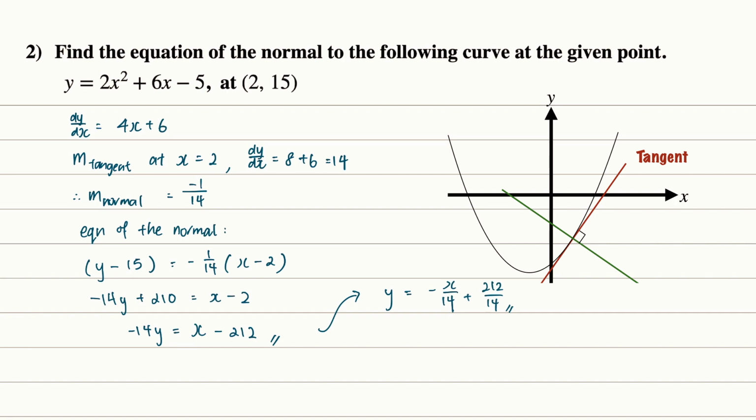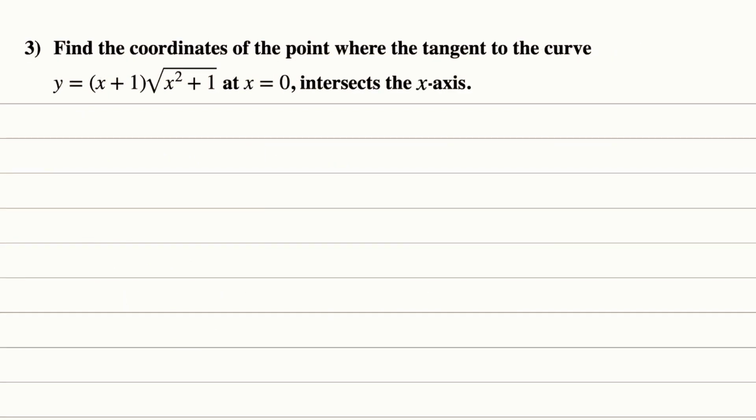So let's attempt a slightly more challenging question over here in number 3. Find the coordinates of the point where the tangent to the curve y equals to (x plus 1) square root of (x squared plus 1) at x equals to 0 cuts the x-axis. Now this is quite a mouthful, but we can break down the question in 3 parts.